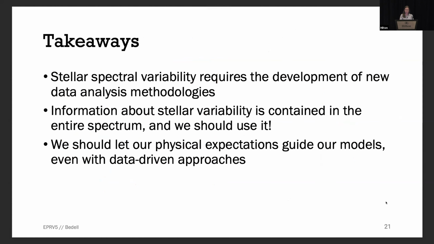So let me just leave you with some takeaways. I think that stellar spectral variability is motivating the development of new data analysis methodologies. And I would argue that for these methodologies, we want to use as much information that's encoded in the spectra that we record as possible. And I would also say that we should use the physical picture that we have of what's happening on these stars to guide our models as much as possible, even when we are using a data-driven kind of approach. And with that, I'll thank you and take questions.